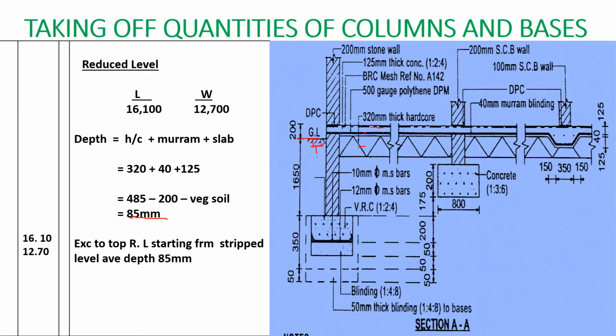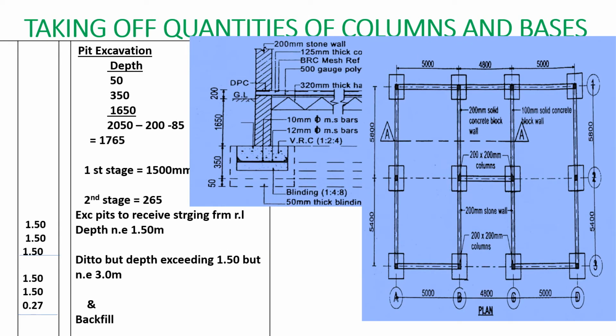So the same measurement that we had, we excavate vegetable topsoil, starting from stripped level, average depth 85 millimeters. So from stripped level, we are going to excavate an extra 85 millimeters. Now let's proceed to the next item, and then we are going to deduct, we had a void of 3.30 and 5.40, detail the last three items. Because where we had a void, we don't need to do excavation. This is where we had the void here. So that void, we need to deduct it.